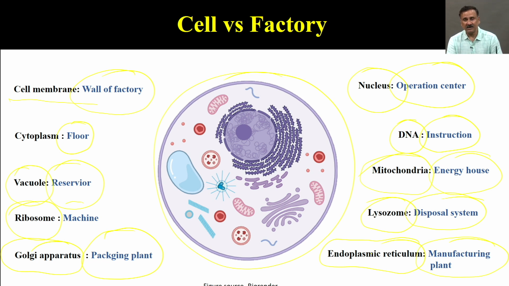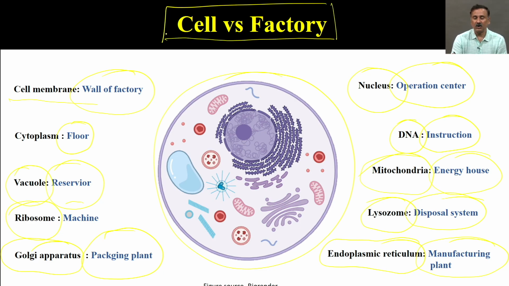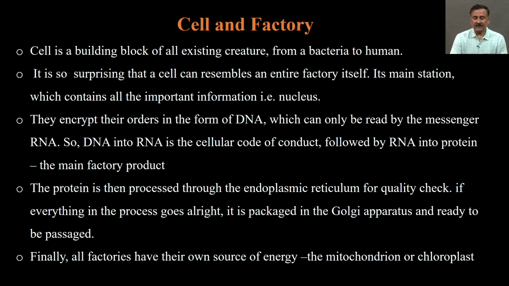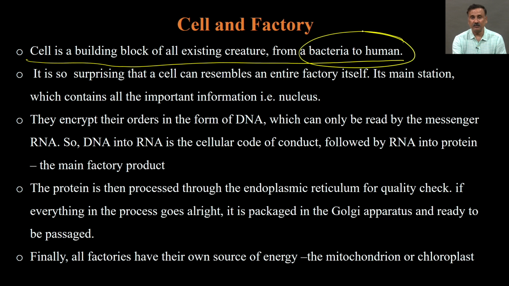So, what you see here is that the cell does all sorts of functions that are also available in a regular factory, and that is why people thought that we could utilize the cell as a cellular factory, or use the cell for producing different types of products. The concept of the cell as a production factory comes because the cell is the building block of all existing creatures, from bacteria to humans.